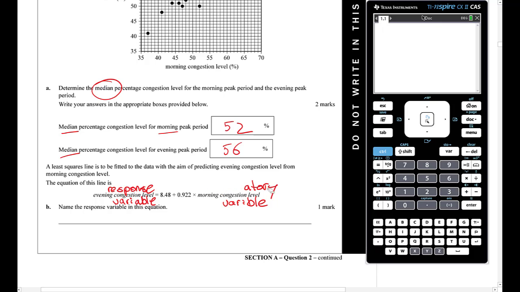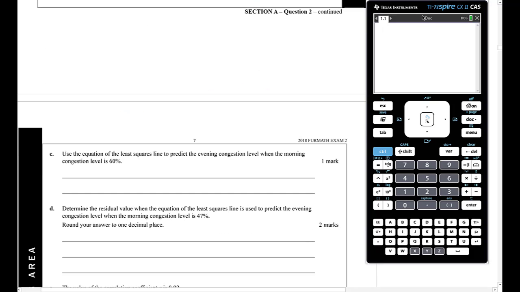So when it says name the response variable, we've just highlighted that. That means the answer is going to be evening congestion level. Okay. All right. So let's get rid of some of that for the moment. All right. So that's that mark there. So that should be an easy mark for you.